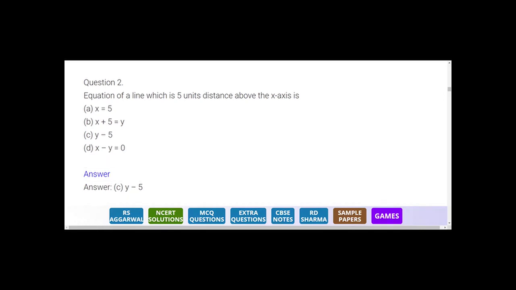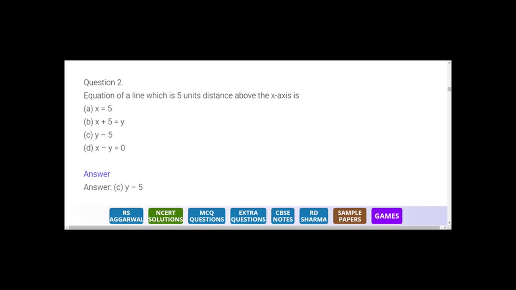Next. Ma'am, instead of that, we can write y equal to 5. Yes. Not like this, y minus 5. If we write y minus 5, it's not an equation. Correct. Y minus 5 is an expression. We can't call it an equation. An equation will have equal to something. Correct? That's a mistake, not our mistake.